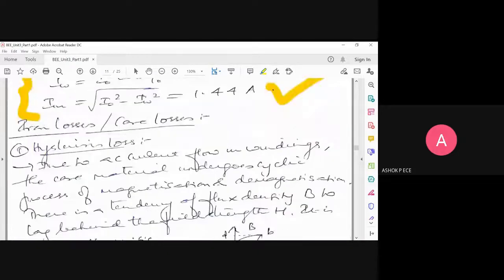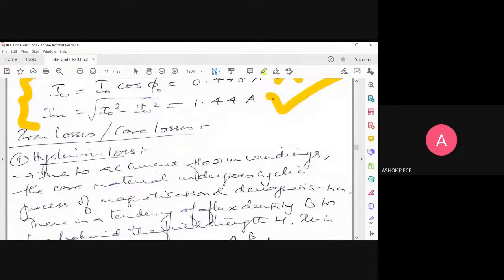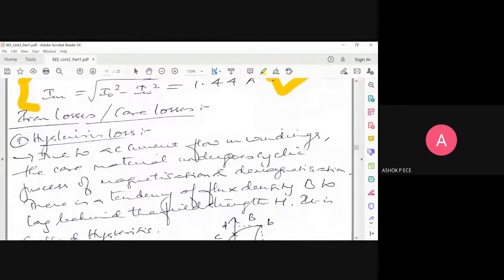So this is about the no load characteristics of a transformer, and we also have some other losses happening in a transformer.